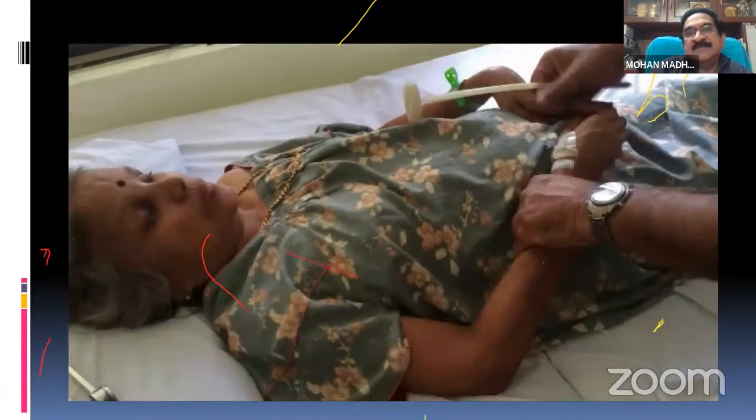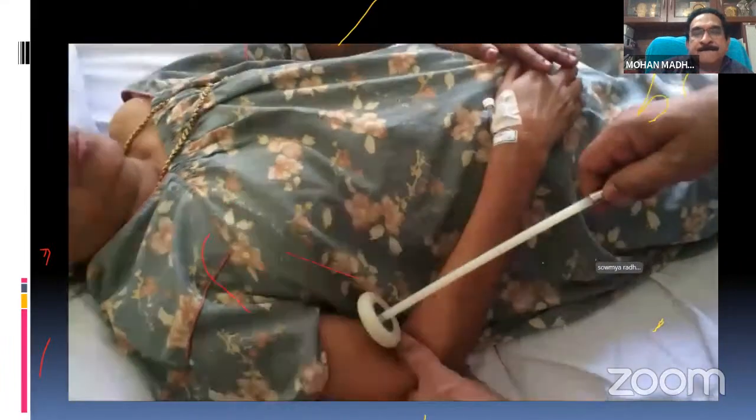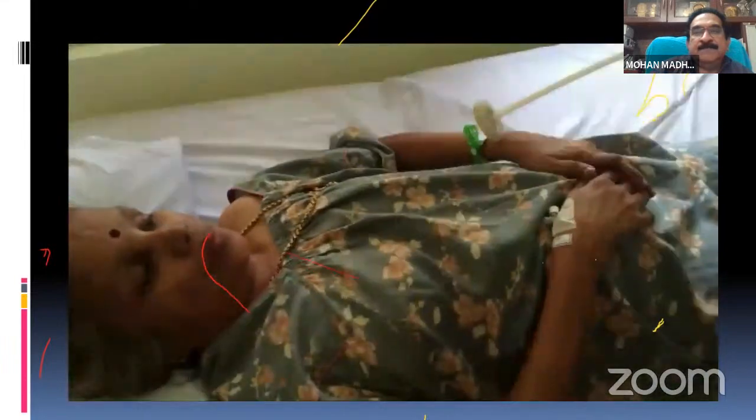Normally the reflexes are slightly brisk, both upper and lower. Brisk upper and lower limb.